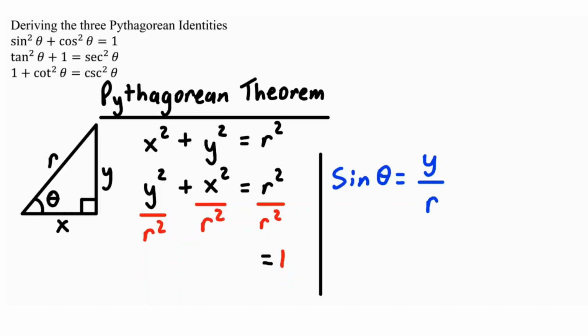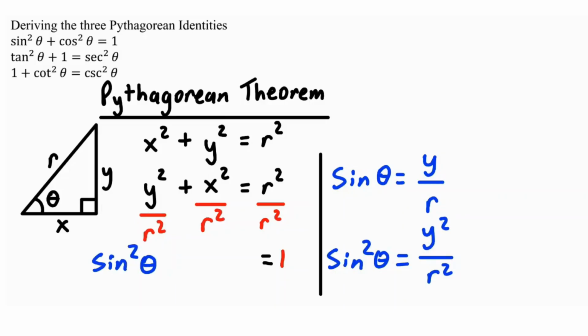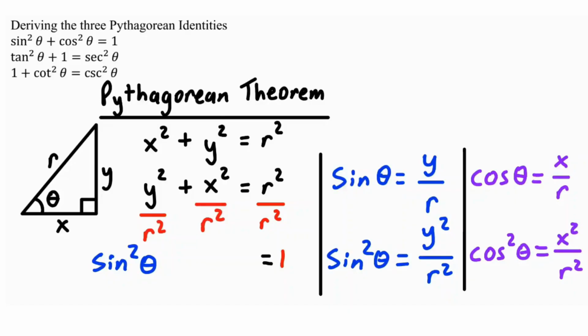Well, we know that sine of theta from our triangle is y over r. So if we square both sides, we get sine squared of theta equals y squared over r squared. And let's substitute that in. Then for x squared over r squared, well, we know that cosine of theta is x over r. And square both sides, we get cosine squared theta equals x squared over r squared. And then we'll substitute that in. And from here, we have proven the Pythagorean identity of sine squared of theta plus cosine squared theta is equal to 1.